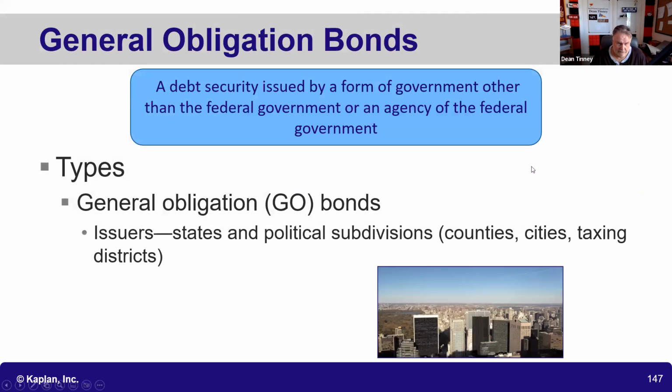All right, so general obligation bonds: a debt security issued by a form of government other than the federal government. So what we're trying to tell you there, Lauren, is on this exam, states are municipal issuers of securities. So on this exam, when we say government, we mean exclusively the US government, because we consider states, 50 of them, to be municipal issuers. I told you there's 50,000 municipal issuers of securities and 50 of them are states. So that means 49,950 cities, counties, school districts.